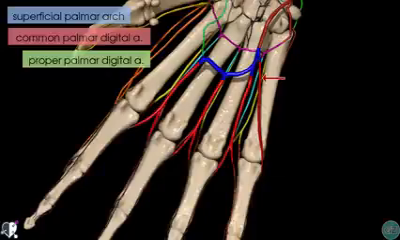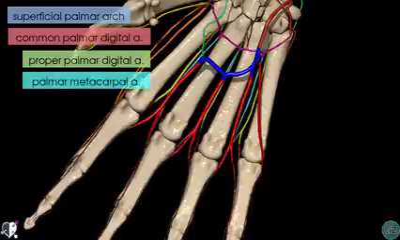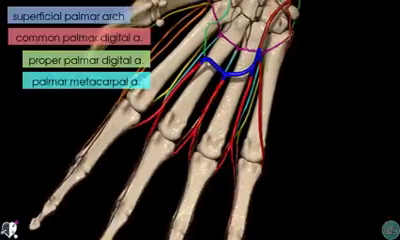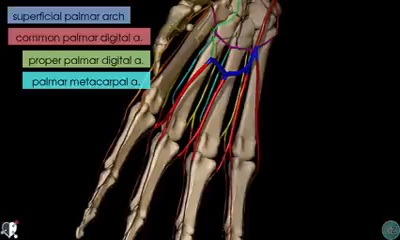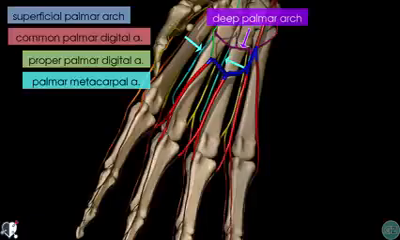The common palmar digital arteries anastomose with the palmar metacarpal arteries which arise from the deep palmar arch. You can see the palmar metacarpal arteries here in light blue colour arising from the deep palmar arch highlighted in purple.